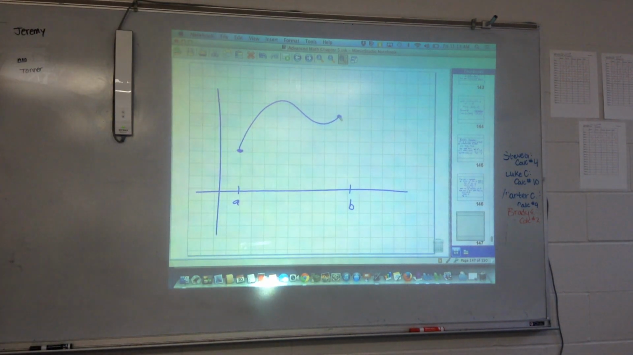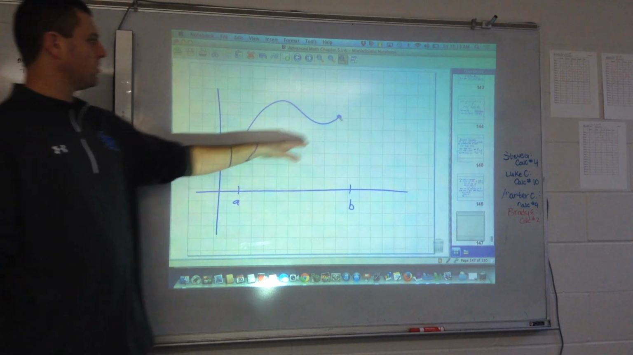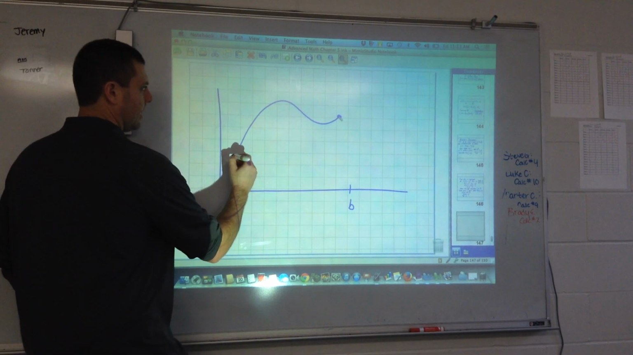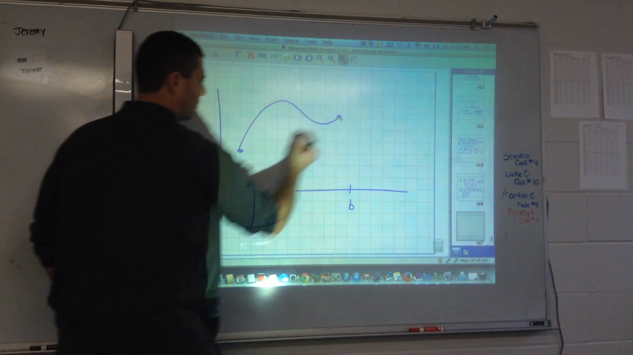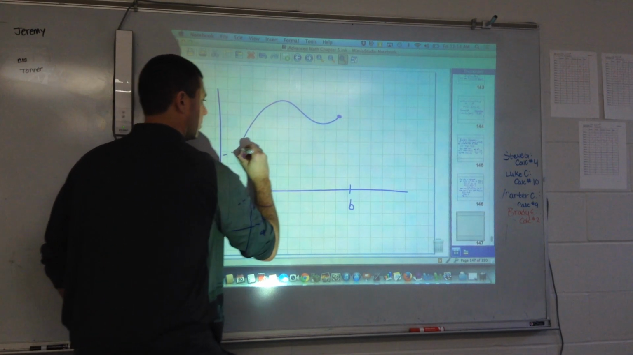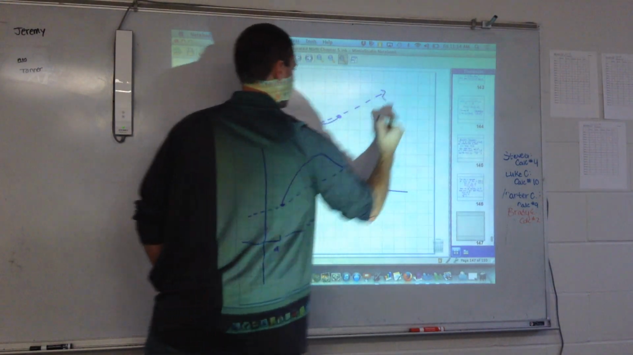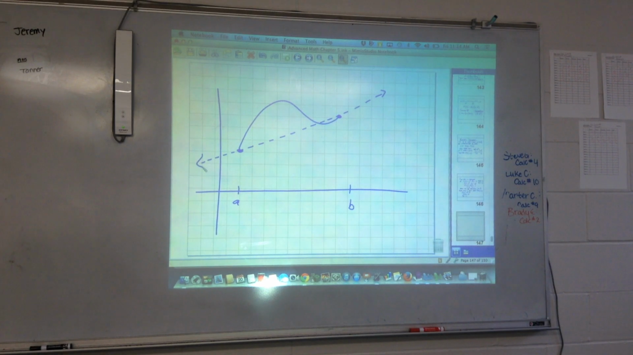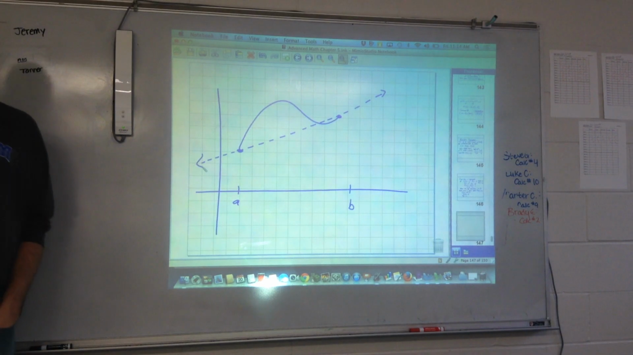Now I've got this closed interval AB, and the value of f of A does not equal the value of f of B. If I were to draw a line through those two endpoints, what would the slope of that line represent? The average speed or rate of change? Average rate of change. Yep, that would represent the average rate of change.